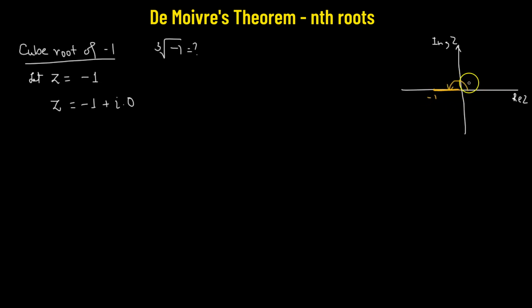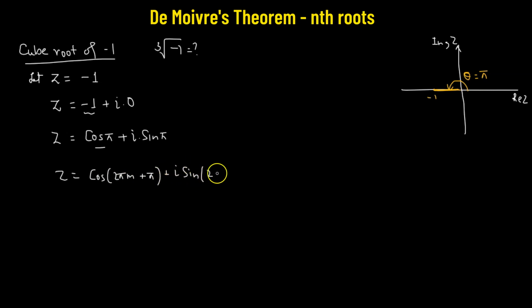So this is going to be our argument theta, which from the diagram is evident that it's going to be equal to pi. So that means we can represent it in our polar form as cosine of pi plus iota times sine pi, and we also know that cosine of pi is -1. So this is a complex number. Now we can use the fact that it can also be represented as cosine of (2 pi m plus pi) plus iota times sine (2 pi m plus pi).